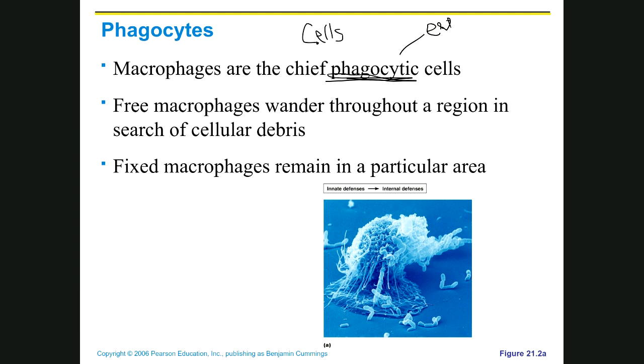The most important of the phagocytes are called macrophages. Phage, again, means to eat, and macro means big. They're big eaters. They eat a lot of stuff. Some macrophages wander around. They go throughout the whole region looking for things that are not supposed to be there. But some of them stay in a particular organ. And we've talked about some of these fixed macrophages before.